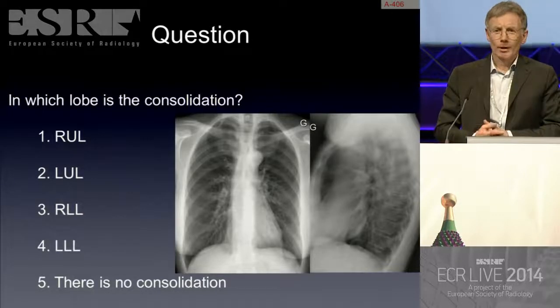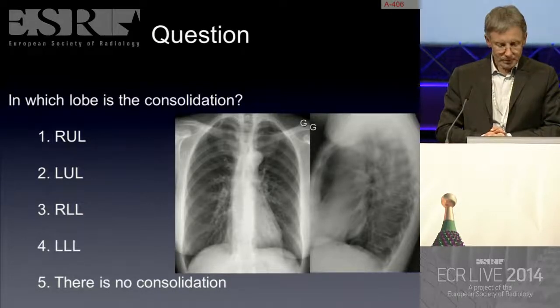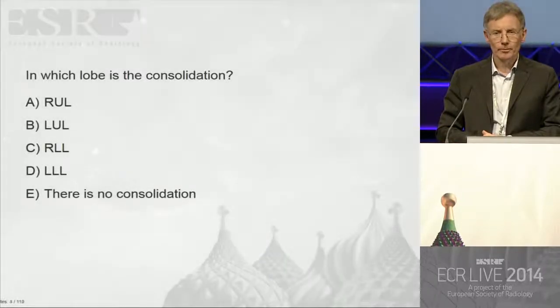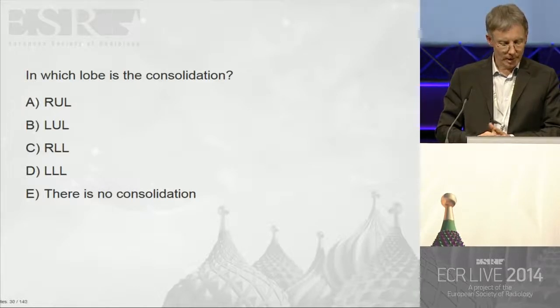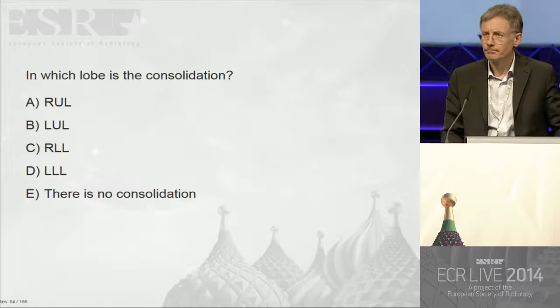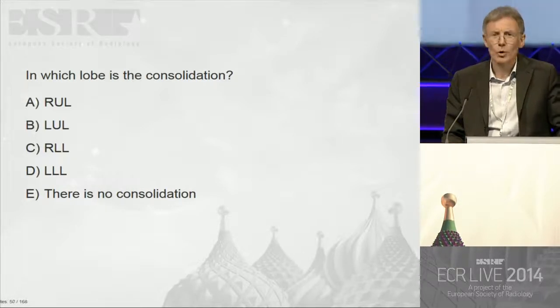I'm going to ask you the following question. In which lobe is the consolidation? So we have a clinical suspicion of pneumonia with the appropriate history, clinical setting, and clinical signs according to the emergency doctor. So we're looking for signs of pneumonia on the chest X-ray now. Right upper lobe, left upper lobe, right lower lobe, left lower lobe, or there is no consolidation.